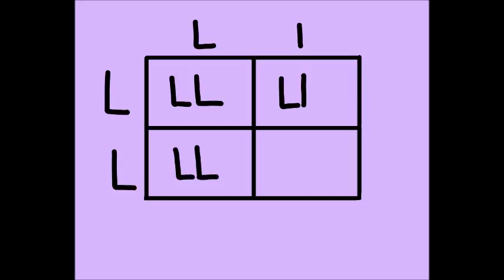And for the last box, we're going to cross the last trait of both the mother and the father, which will again give us a capital L and a lowercase l. This offspring has a 50% chance of not having scoliosis at all, and a 50% chance of being a carrier.